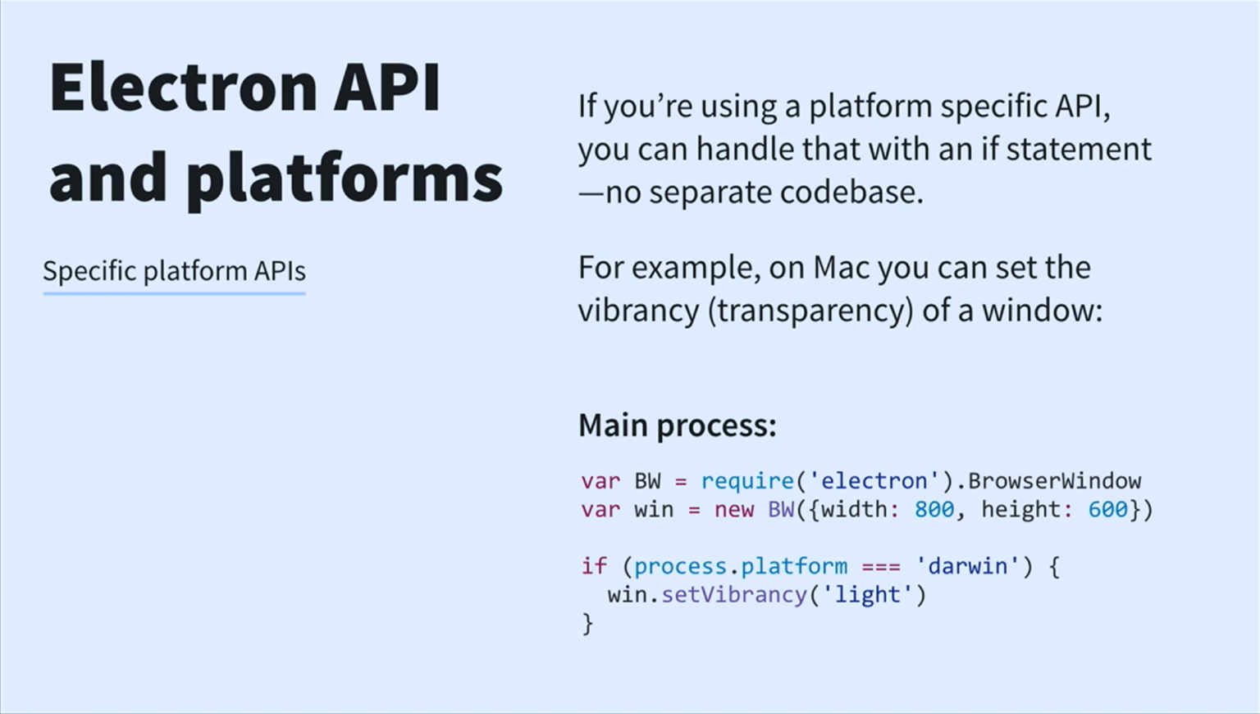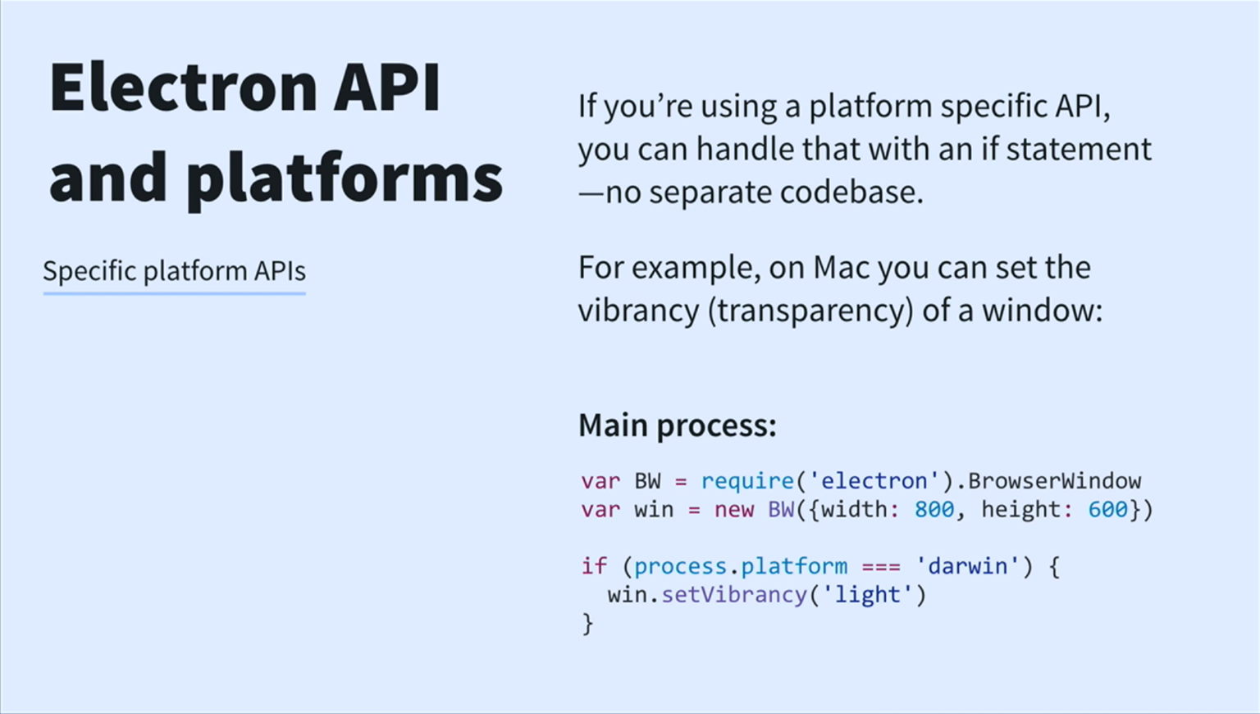And so if you're going to use something that only works on one platform, that doesn't mean you have to start a new code base. Most of the time you can just handle it with an if statement. So for example, on Mac, you can make your window transparent and you can see the background or whatever is behind it. That's a vibrancy setting, and so you could just say if process.platform is darwin, set vibrancy.